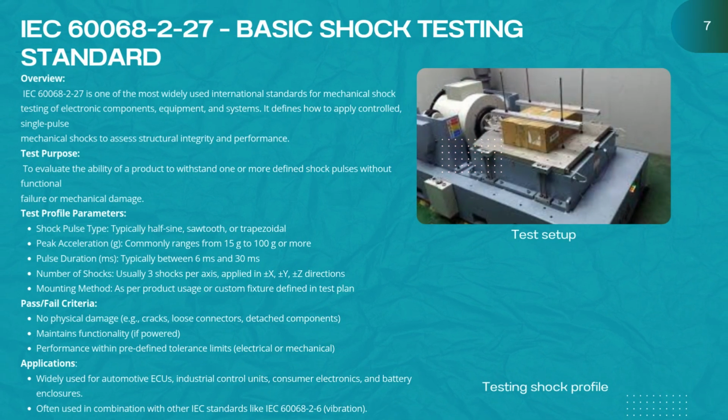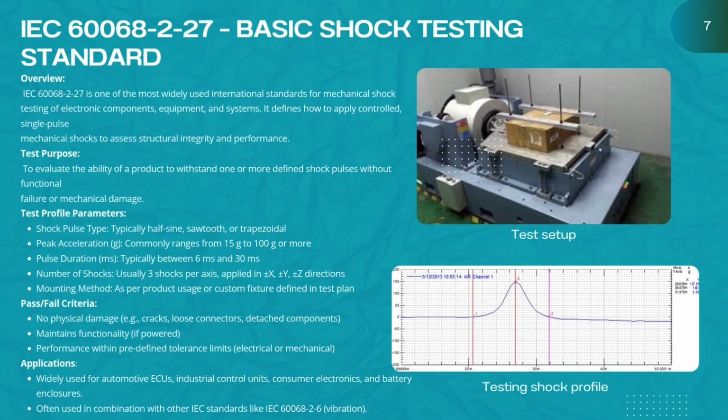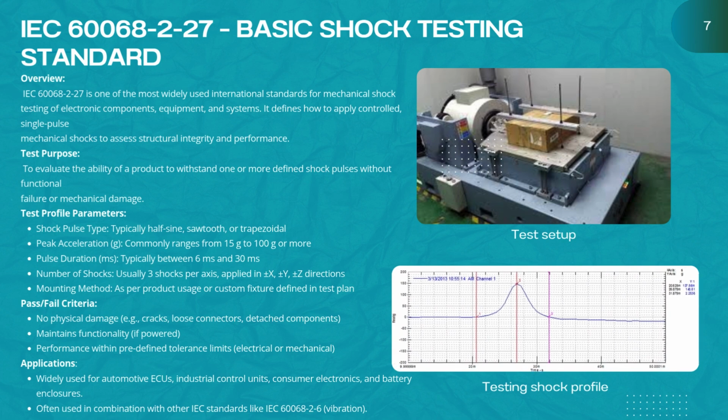IEC 60068-2-27 Basic Shock Testing. This standard is one of the most widely used for mechanical shock testing, especially for electronics and systems. It defines how to apply a controlled single shock pulse to assess structural integrity and performance. The main goal is to check if a product can handle shocks without failure or damage.